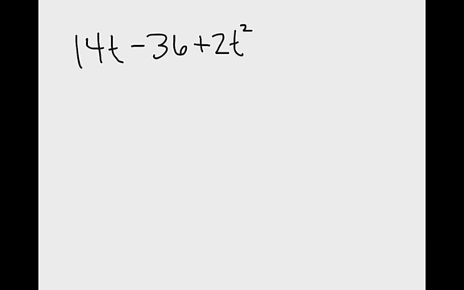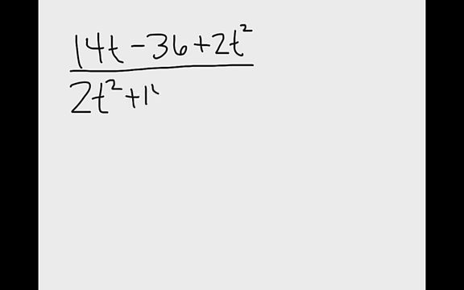We have 14t minus 36 plus 2t squared. Now if you notice, the order in this one is different from the other ones that we did. Before we had them in descending order, so we had our squared term in the front, and then we went to the t term and then the constant term. So we're going to rearrange these so then we have them in descending order. And now we're ready for our chart.